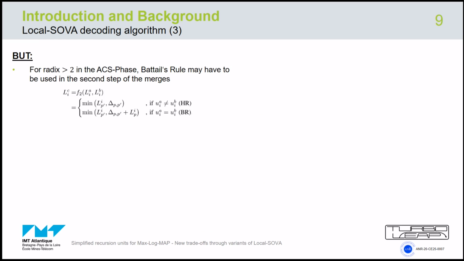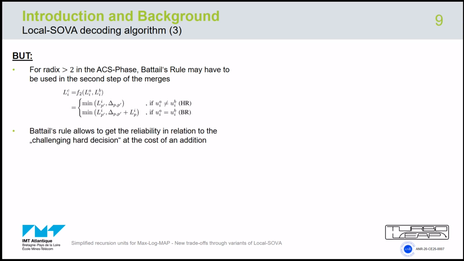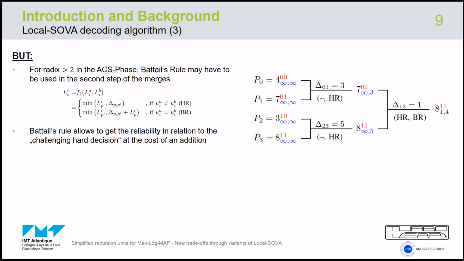However, the merge operation in the local-SOVA uses Bataille's rule for merges of paths with identical hard decisions. While avoidable for radix 2, higher radix orders may require the use of Bataille's rule in the ACS phase. This is illustrated here in the example on the left for the merge of 4 paths in the recursion unit corresponding to the radix 4 case. You can see that the paths are numbered according to the hard decisions that they carry, illustrated in red. In blue, the candidate extrinsic values are shown to be initialized with infinity and then updated with Hagenauer's and Bataille's rule.